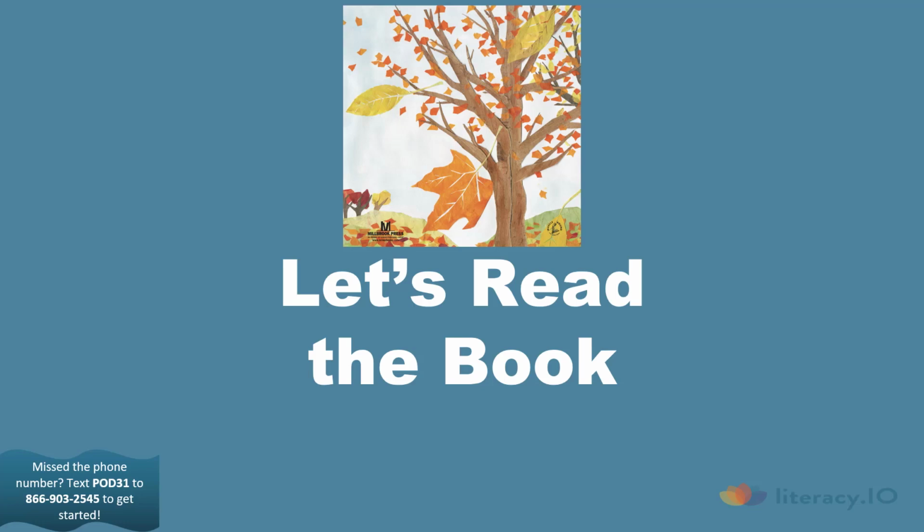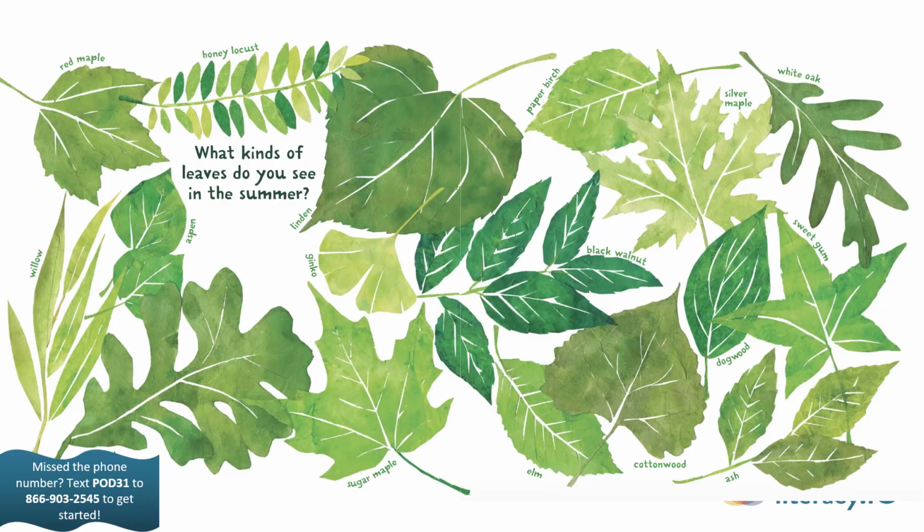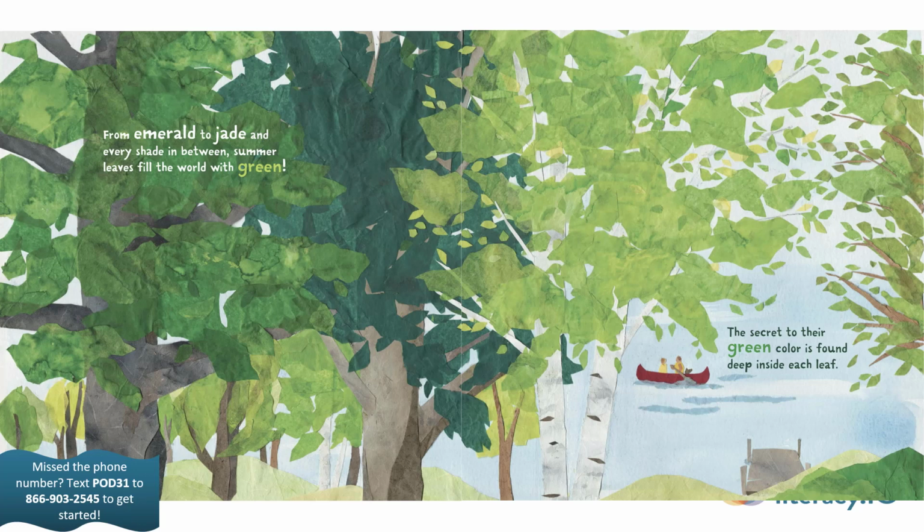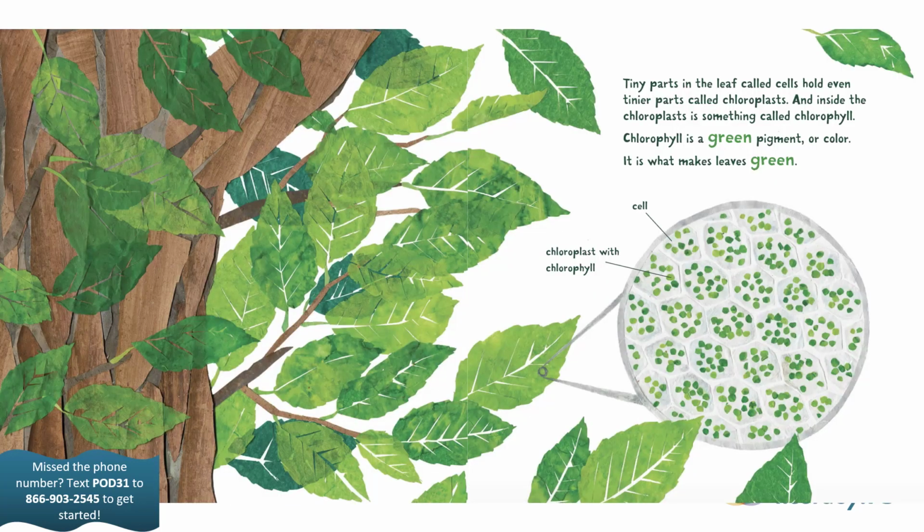Alright, detectives, it's time for us to read the book. I hope you'll enjoy Summer Green to Autumn Gold. What kinds of leaves do you see in the summer? From emerald to jade and every shade in between, summer leaves fill the world with green. The secret to their green color is found deep inside each leaf. Tiny parts in the leaf called cells hold even tinier parts called chloroplasts. And inside the chloroplasts is something called chlorophyll. Chlorophyll is a green pigment or color. It is what makes leaves green.